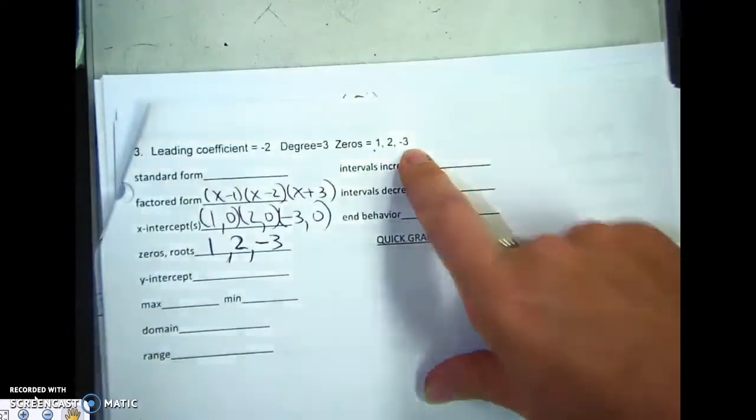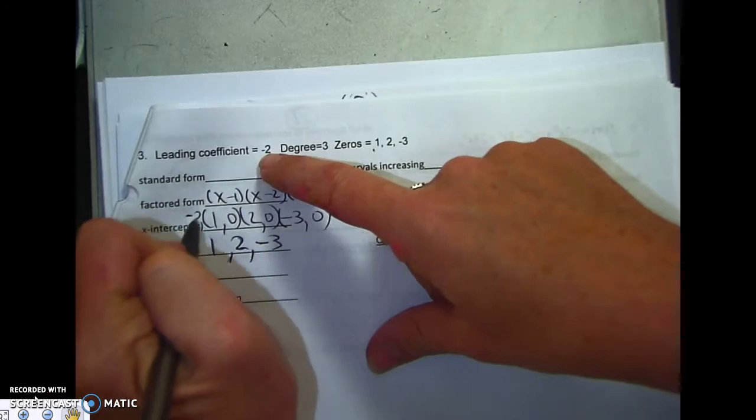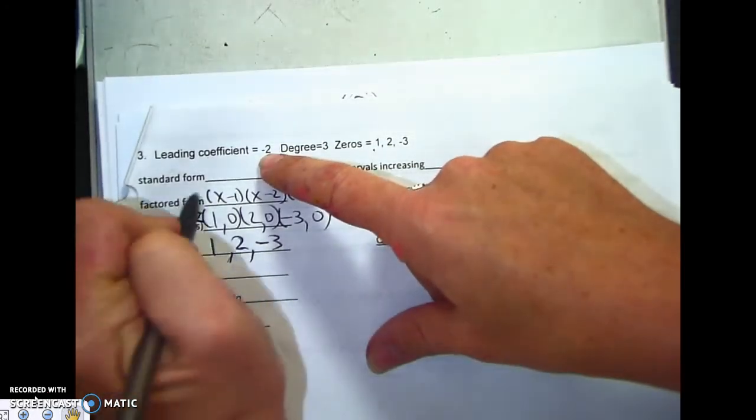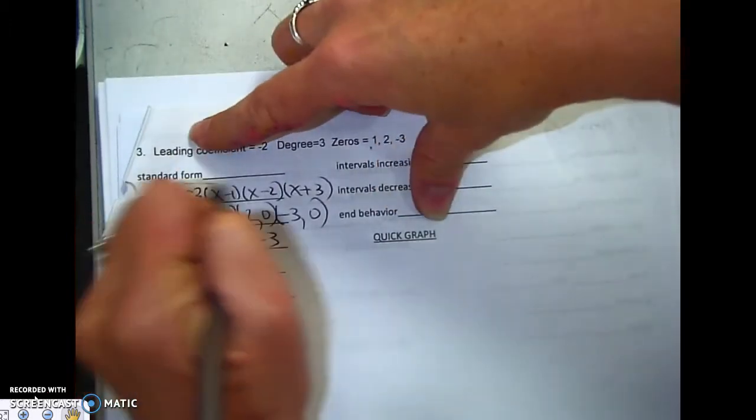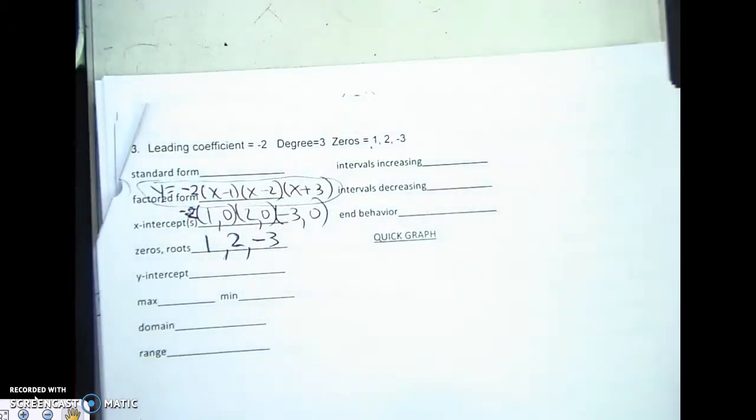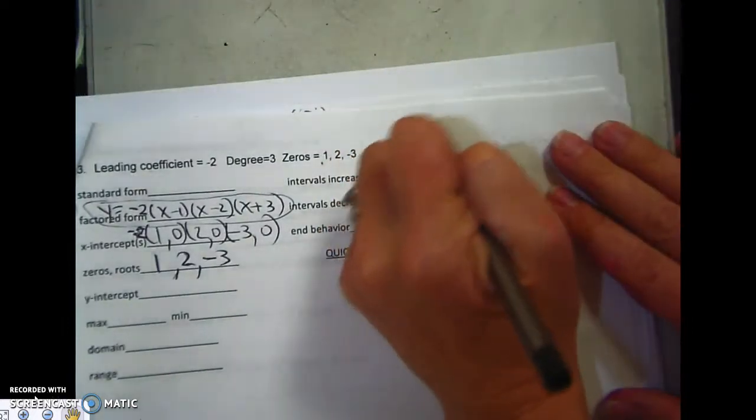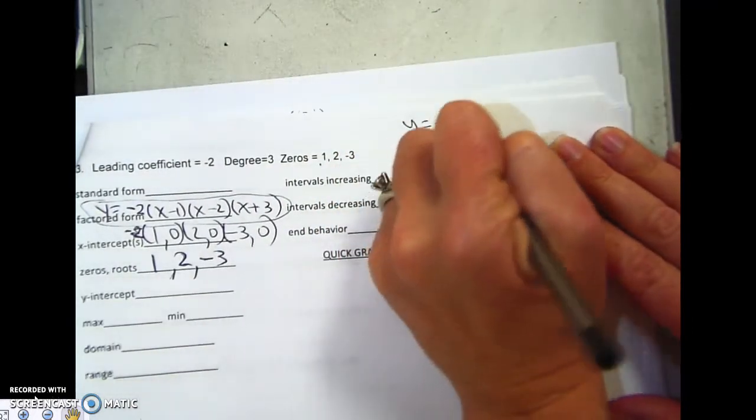But then it did tell me that the leading coefficient was negative 2, so I have to put that, oopsies, put that in front, and then I have to make sure it's an equation, y equals. So this is factored form. In order to get it in standard form, I'm going to have to multiply it out, so I'll do that over here.